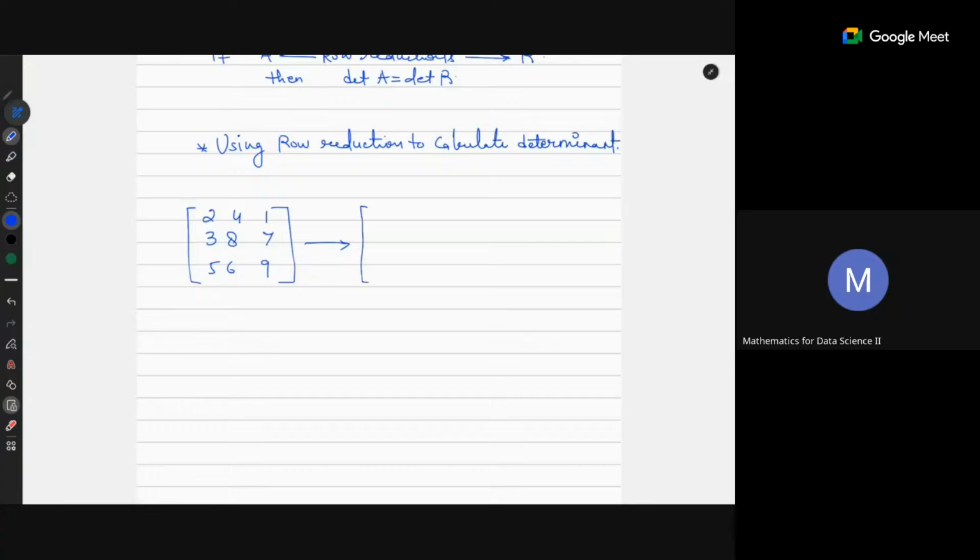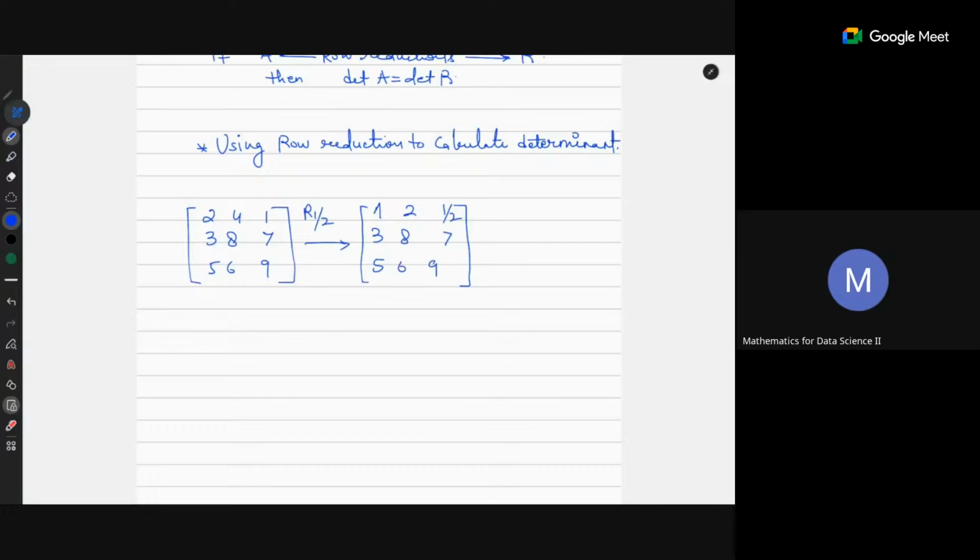So first, what we want to do is make a 1 over here, because the first row's leading entry should be 1 in the first column. So how will we do that? We can divide R1 by 2, and we will get 1, 2, 1 by 2. Other rows remain as they are because we haven't performed any operation on them.